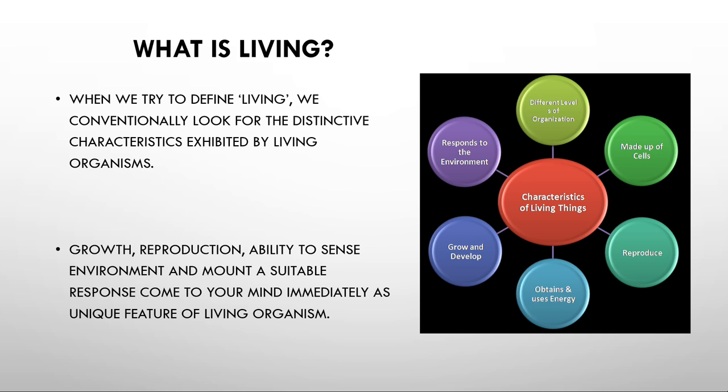Actually, when we try to define the living, we conventionally look for the distinct characteristics which are exhibited by the living organism. In the last video and the part first video, I already told you about the characteristics of the living things like reproduction, metabolism, growth and development, being made up of cells, different levels of organization. These are all the unique features of the living organism. So let's try to understand each of these.